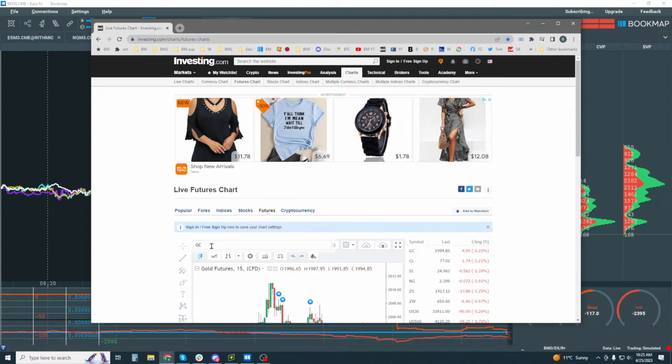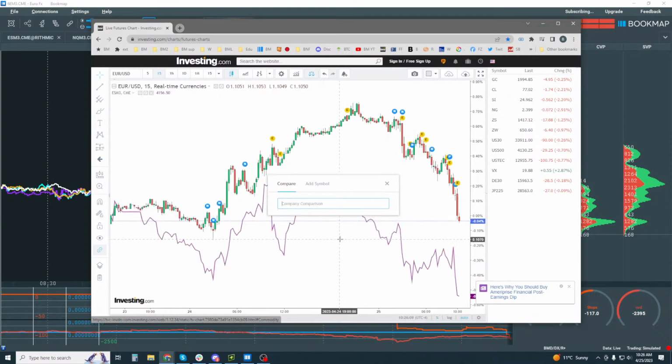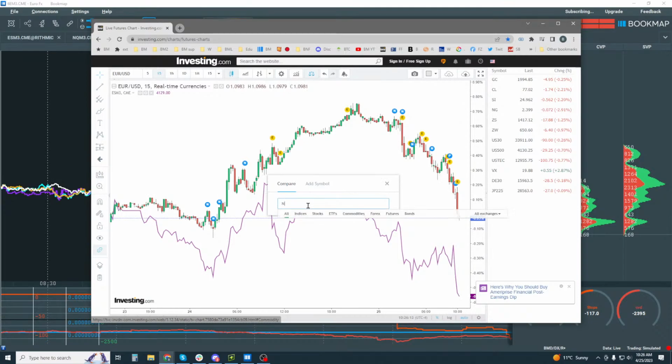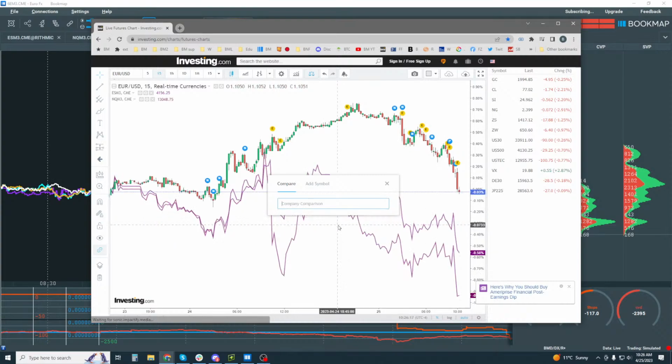It doesn't really matter. But if you look at, like, euro dollar, for example, you can add correlations in here. We look at the ES, then we can also look at the NQ. We can also look at Apple.